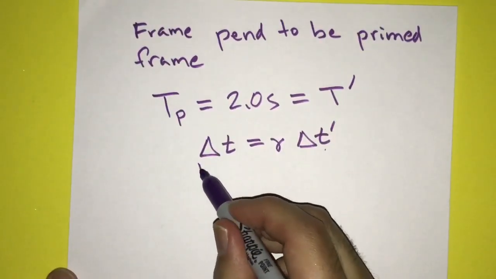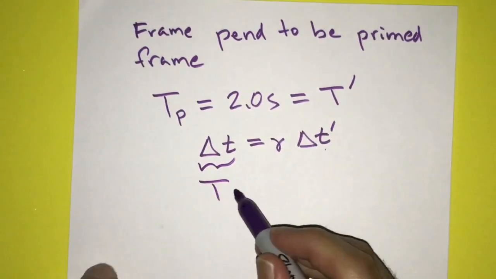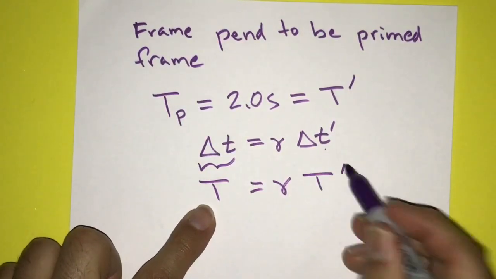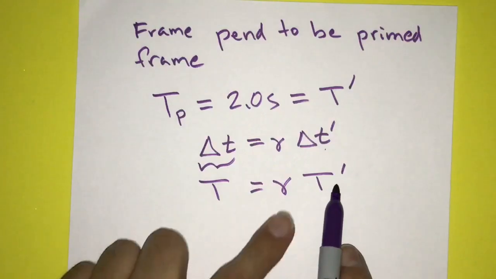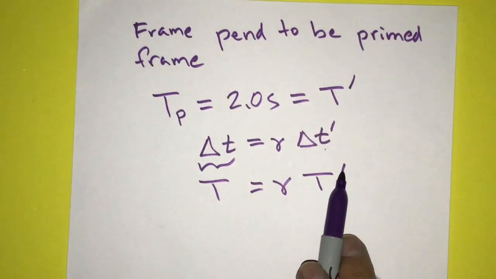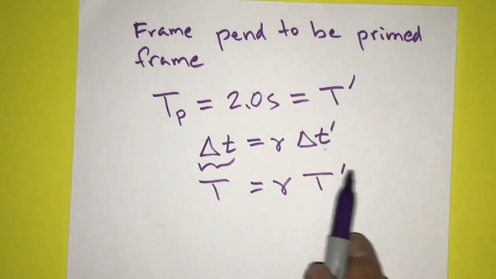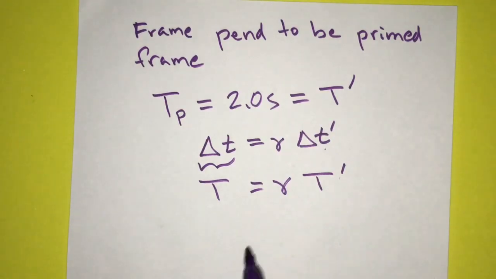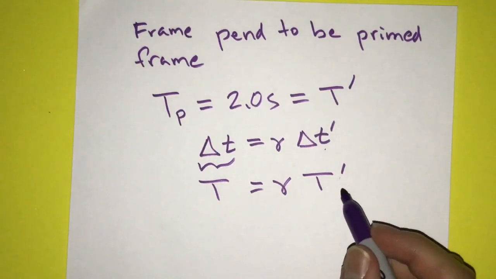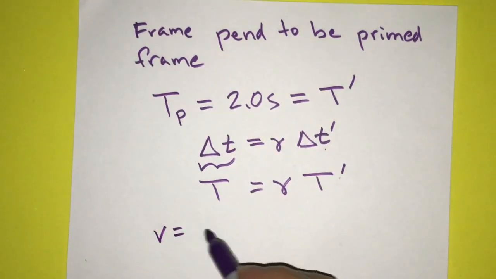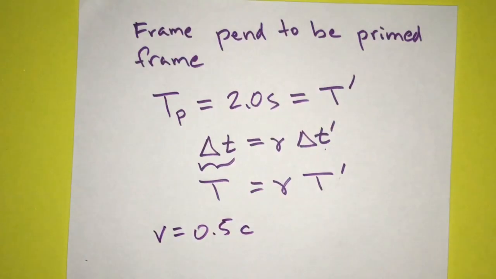So as we said, we're going to go ahead and change this to the period we measured. So T is the period we measure, and it's going to be gamma times the proper time that the clock measures in its rest frame. Okay, so let's see what we get. So say the pendulum is moving at half the speed of light. So we're going to have v equals 0.5 c.